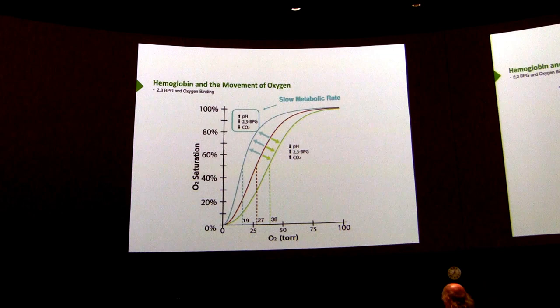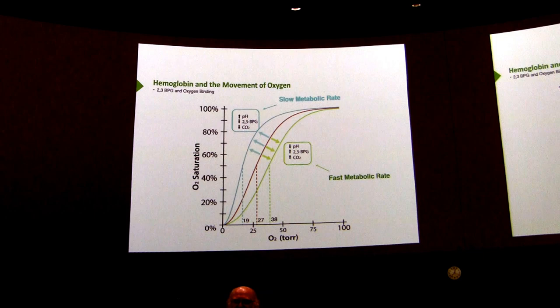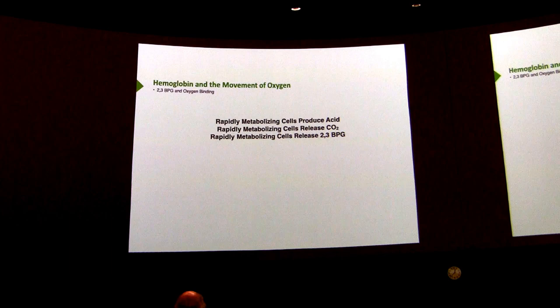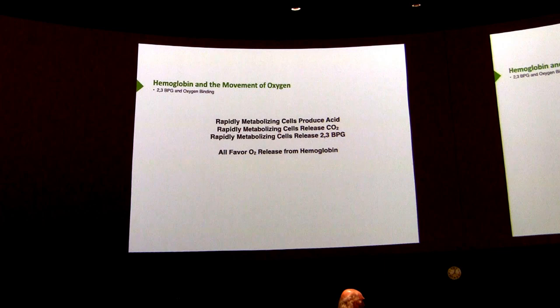Okay, so slow metabolic rate we see on the left. Increasing metabolic rate decreases pH, increases 2,3-BPG, increases carbon dioxide, and we see a shift to the right, like we've seen for all the things I've talked about so far. Hemoglobin is set up very well to respond to rapid metabolism and deliver oxygen as appropriate for rapid metabolism. Rapidly metabolizing cells produce acid, as we've said. They release carbon dioxide. They release 2,3-BPG. There's three things. All of these favor the release of oxygen, and that's important for rapidly metabolizing cells.